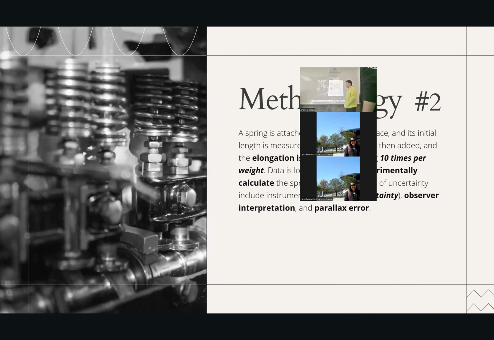Okay, the methodology. First, we attach a spring to an elevated surface, and we measure the amount of displacement the spring has. This will be our baseline measurement. Then we use known weights and measure each elongation 10 times for each weight. We logged this data in Excel to experimentally calculate values like the constant. Just to clarify, there are some sources of uncertainty, which include the vernier, which is 0.01 millimeters, the observer's interpretation, and the parallax error.